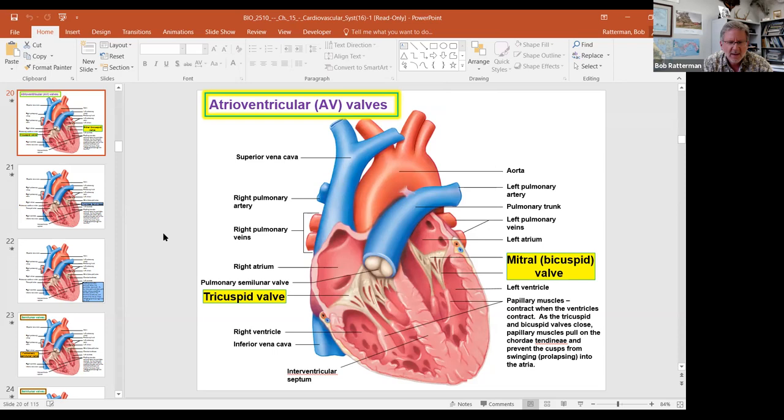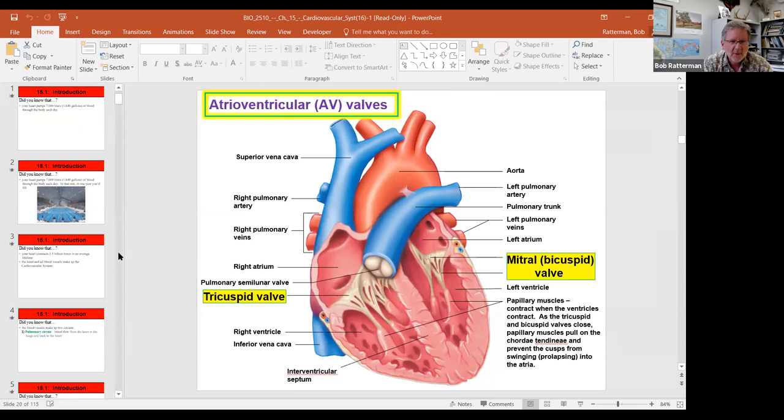Cardiac surgeons are nothing more than overpaid plumbers. No, I'm kidding. Plumbers make good money, right? But not like a cardiovascular surgeon, I don't think.